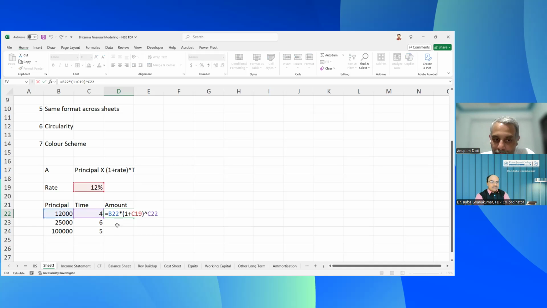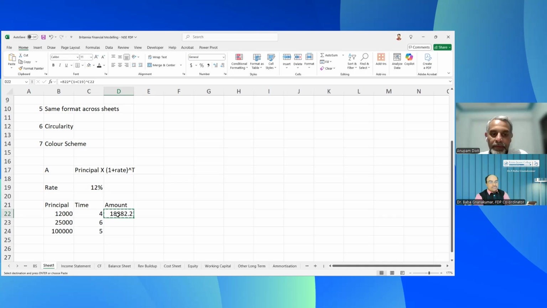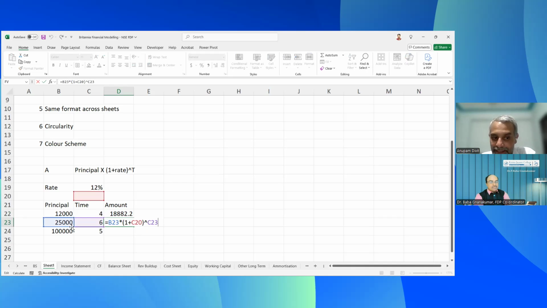But if we want to calculate it in the next cell, and there are multiple cells here, what we will observe if we copy this formula down is that it will become B23, C20, and C23. If I copy the formula down here, we are not going to get the desired result, right? Because the value is now B23, C23, and C20. Now the C20 cell is empty. This cell, C19, has moved down to C20.